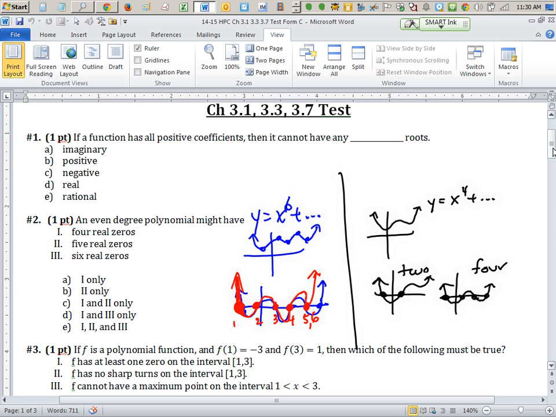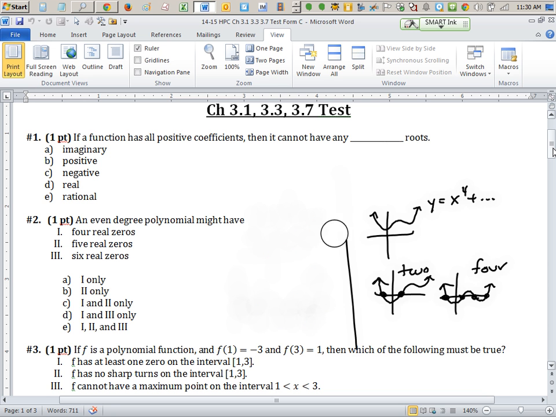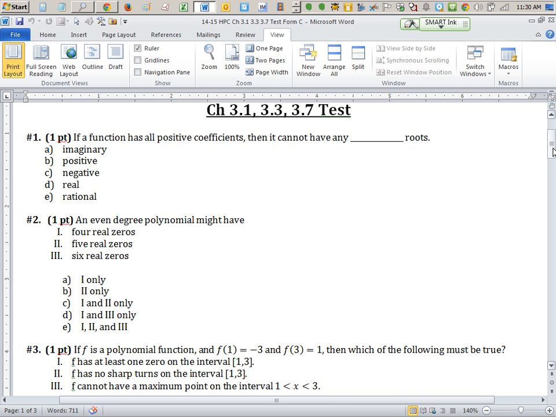Okay? So an even degree polynomial has an even number of roots, or zeros. Okay? So let's go with 1 and 3. Oops. I meant to circle answer choice D. Let's go down to the next one.